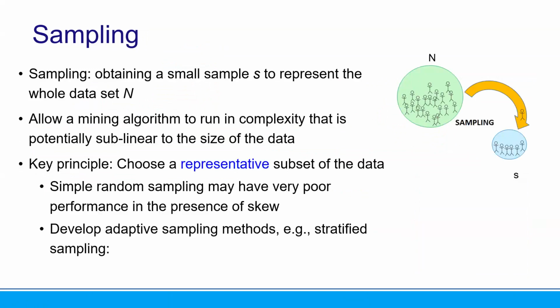Sampling. Sampling means we want to obtain a small sample S to represent the whole data set. So we have the N, N is the population. And we have the S. S is the sampling, or we can just get some of the subjects.